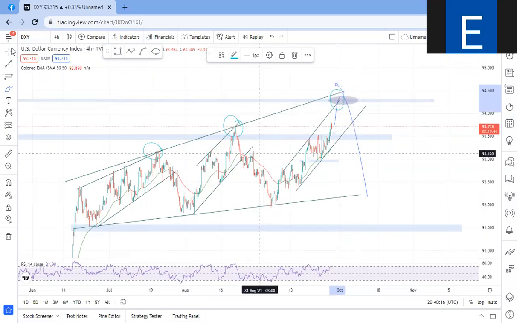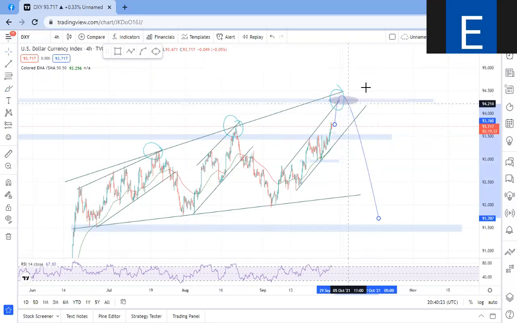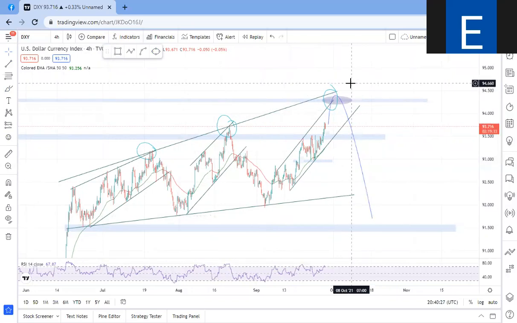It can be traded as well. DXY can be traded as well. It's not just for anticipating the strength of the dollar alone. It can be traded as well on your normal brokers. It has a different kind of name on your broker.